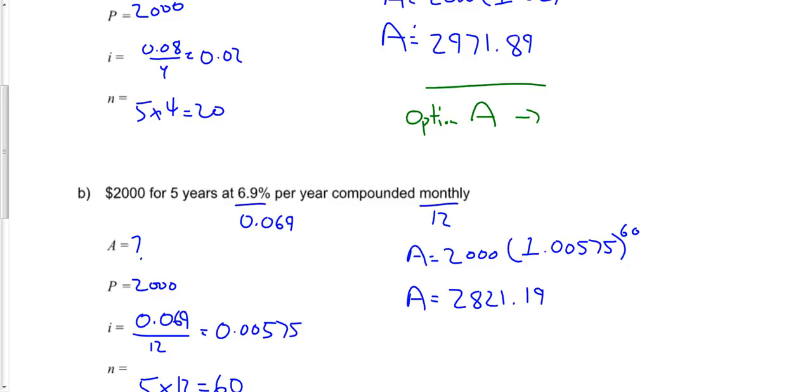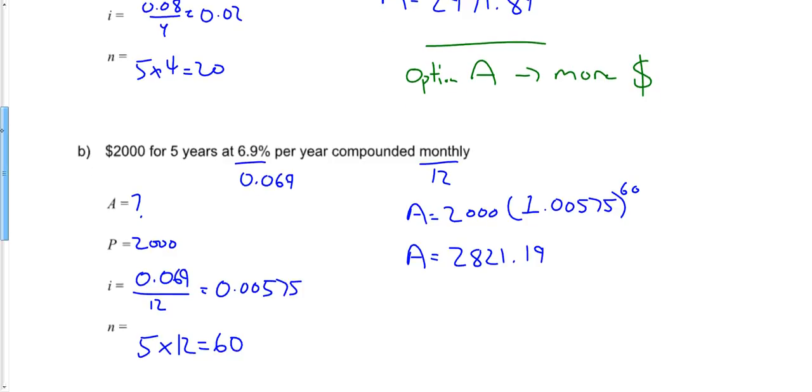You get more money. Okay, so if I'm investing, I would choose option A because I'm going to get more money, because I'm putting money in and I'm expecting to get this money out.